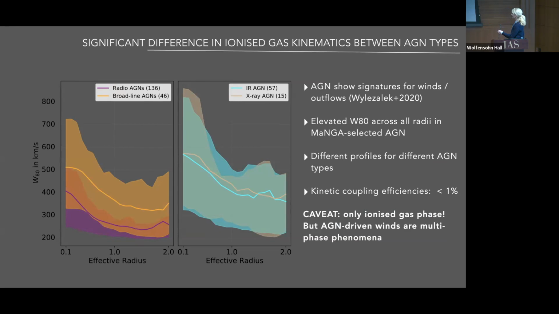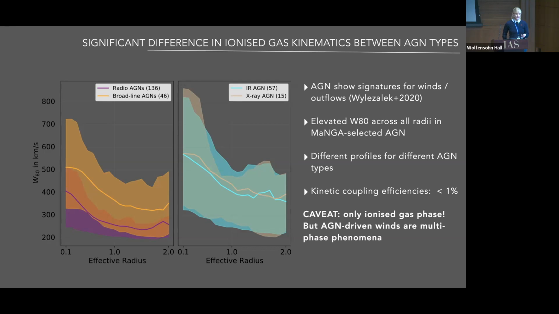So the broad line AGN show the most significant signatures of outflows, and the infrared and X-ray AGN actually even more, and the radio selected AGN show the least signatures for outflows. So as I was telling you before, the way you select your AGN actually impacts what you would derive or deduce about feedback processes in these galaxies. So we need to be very, very careful when we look at samples of AGN, how they were selected and how we actually are biasing our results.